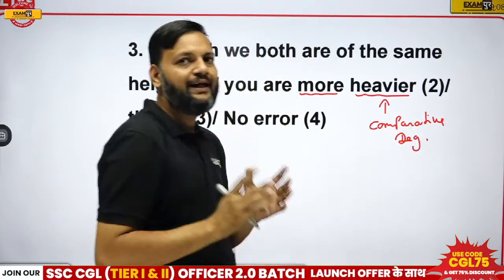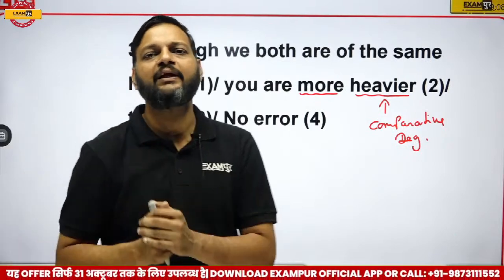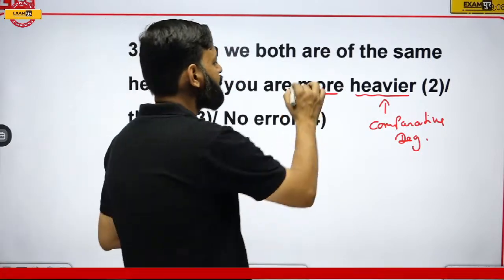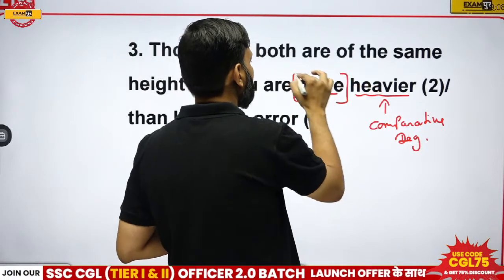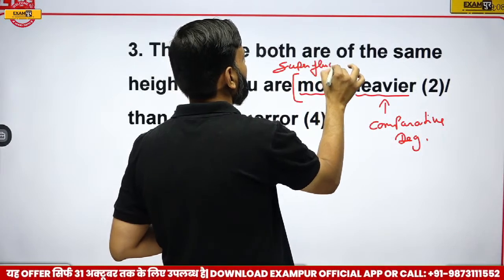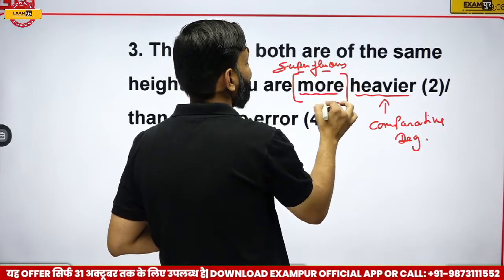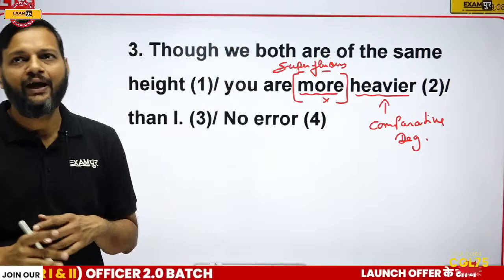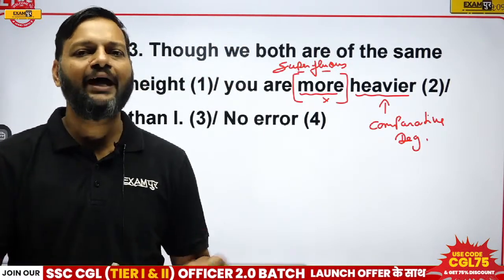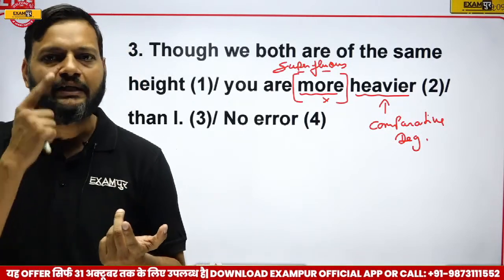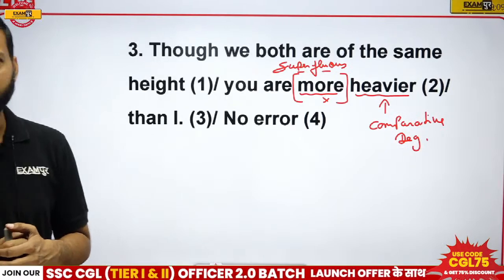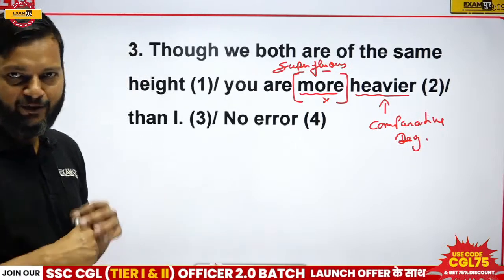Okay, the word heavier is already a comparative degree, so there is no need to add more. So in this sentence, more is superfluous. Superfluous means wrong. Okay, so heavier itself is enough. There is no need to add more because heavier is already a comparative degree. Yes, Sakshi, more has to be removed.